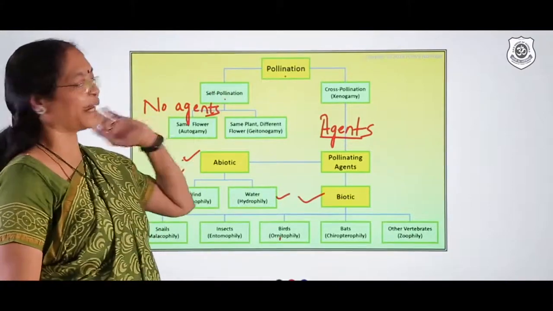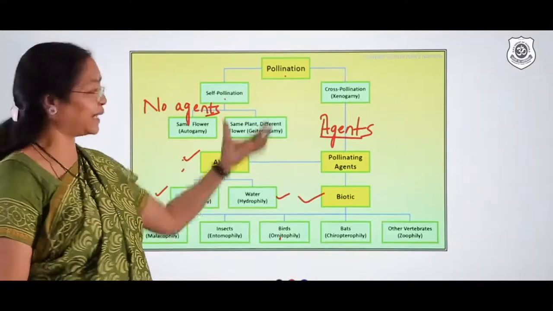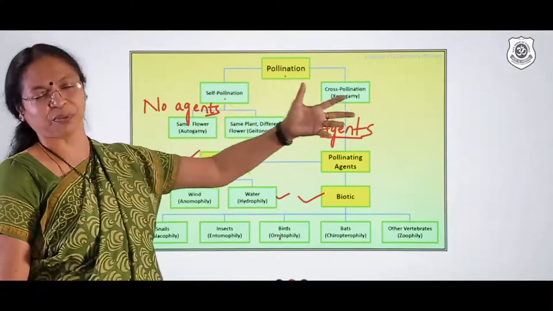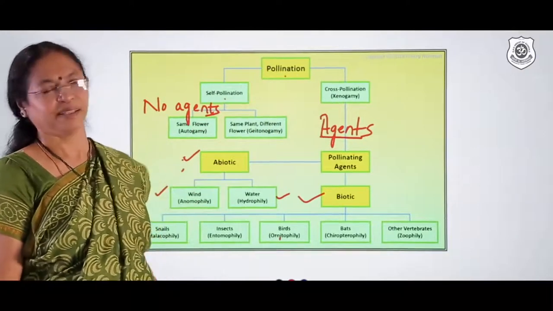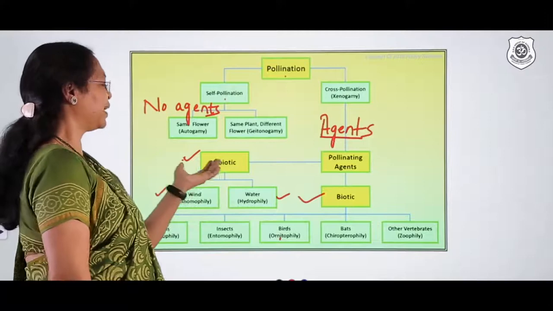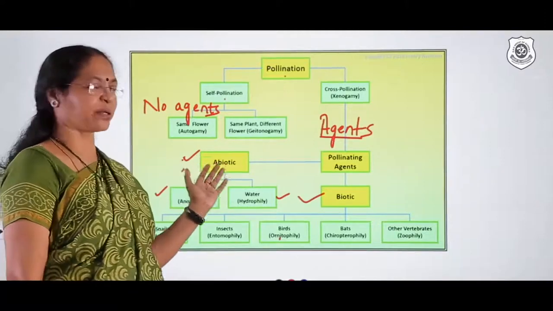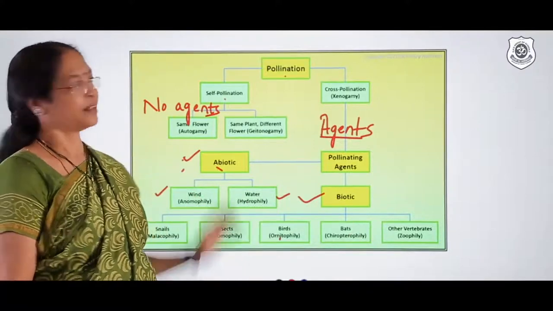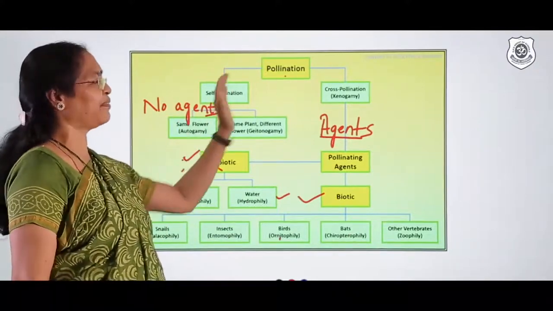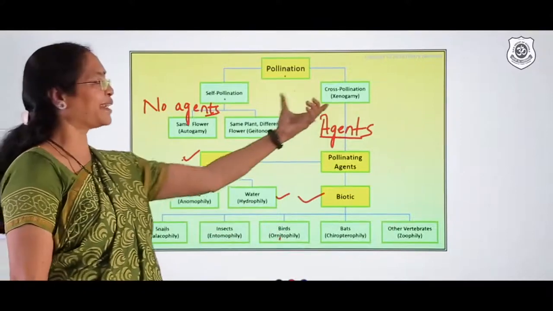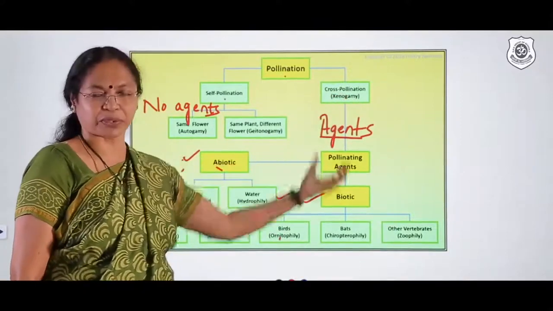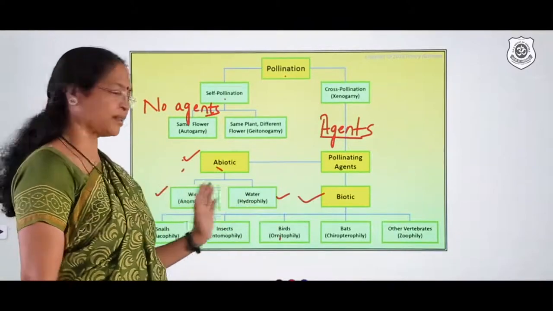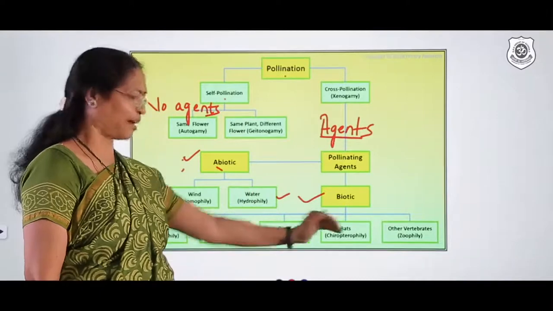So we're just talking about agents that cause pollination or agents that bring about pollination. One important phenomenon without which fertilization cannot occur. And who is bringing about pollination? It is either abiotic, the non-living agents, or the biotic ones, the living organisms. So I just want you to understand what is self, what's cross-pollination, and what are the agents which bring about cross-pollination. Agents are required only for cross, and we say there are two, abiotic and biotic.